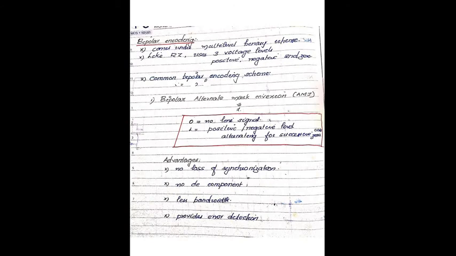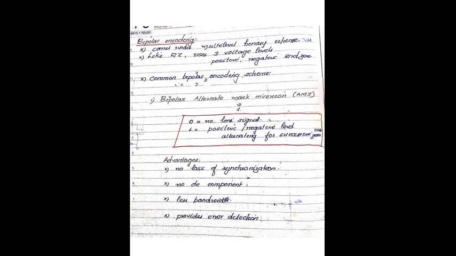Unipolar encoding uses only one voltage level, and polar encoding uses two voltage levels, positive and negative levels. Considering bipolar encoding, it uses three voltage levels: positive, 0 and negative. So it is similar to RZ. What is RZ? RZ means return to 0. It also uses three voltage levels, positive, negative and 0.